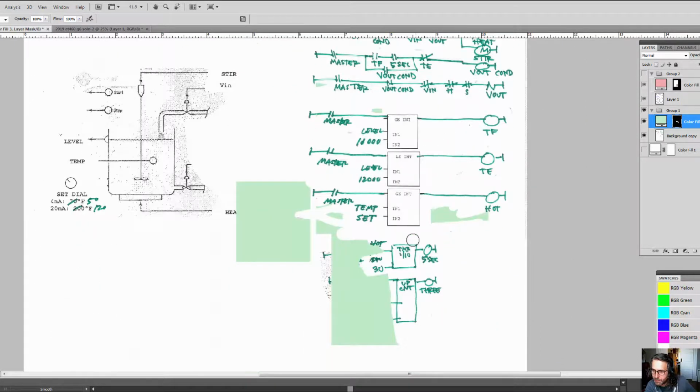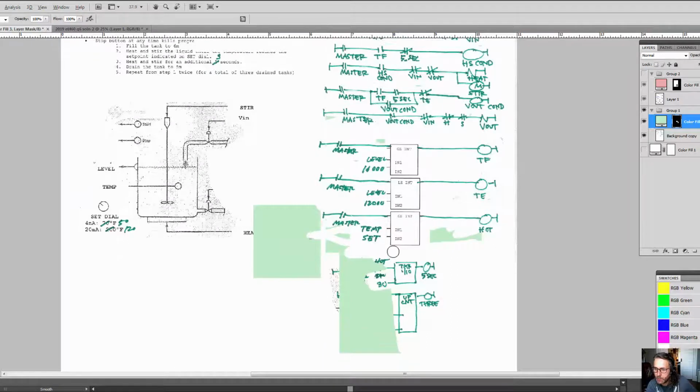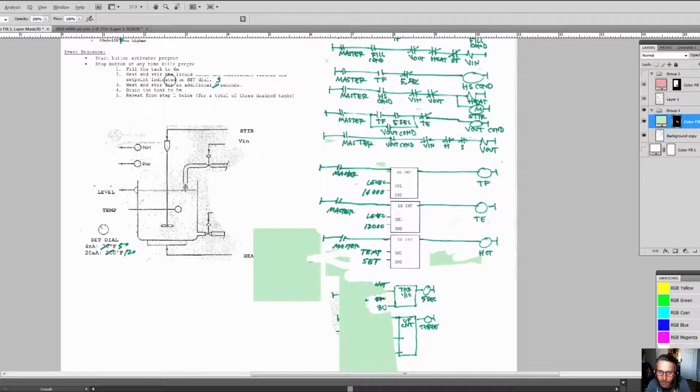And my last steps here are my timer. So you want your timer, the timer starts after you've gotten to a hot temperature. So I'm looking at number 2 there, heat and stir. Actually, it's step number 3. You heat and stir, and then at step number 3, once you've reached the temperature set point, you heat and stir for 3 seconds. So the timer starts when you're hot.